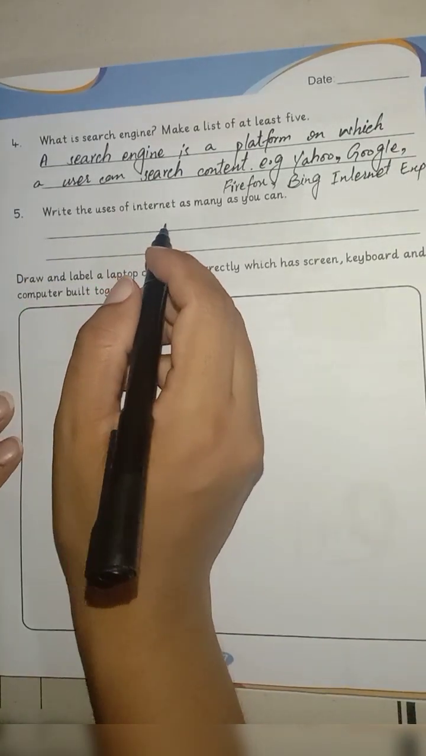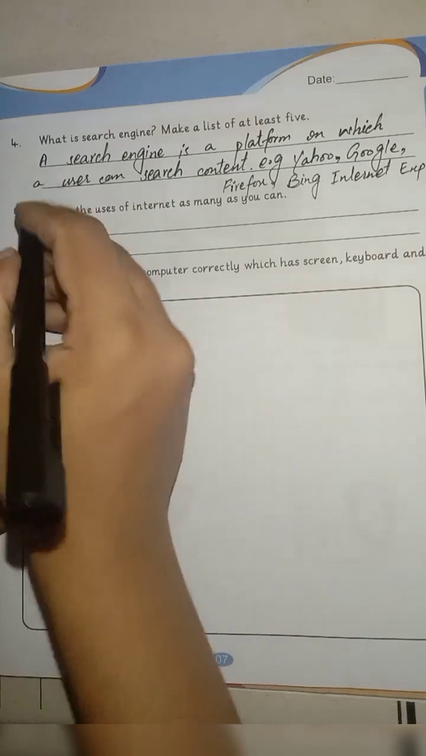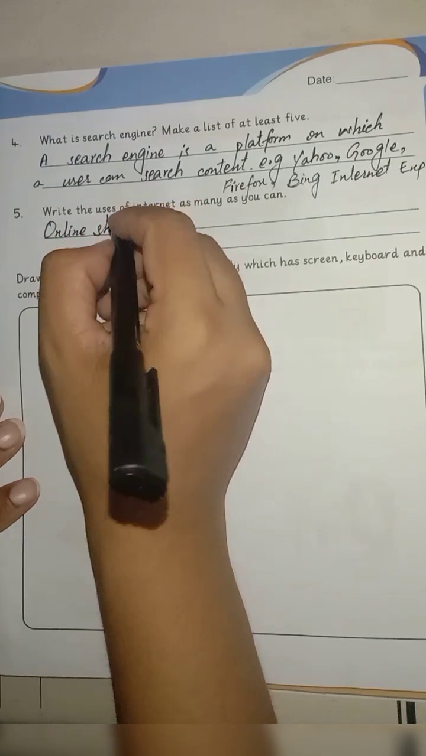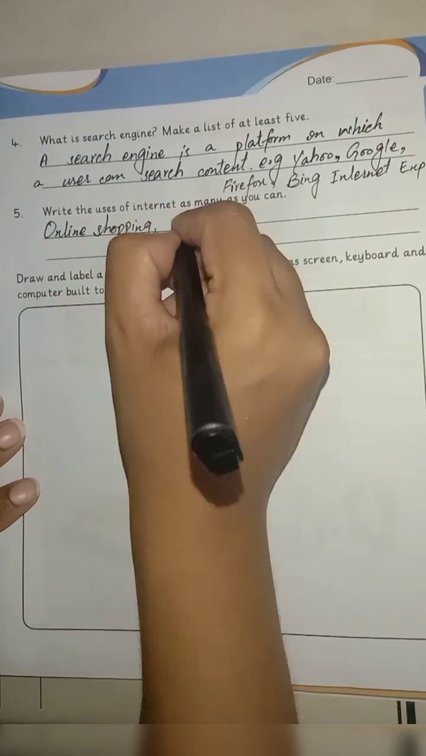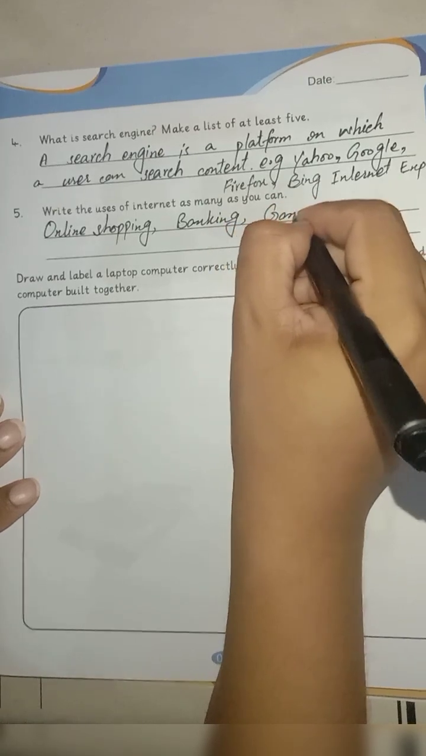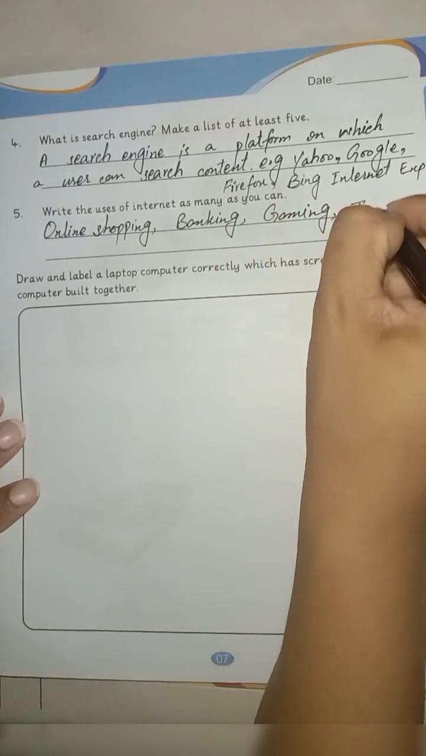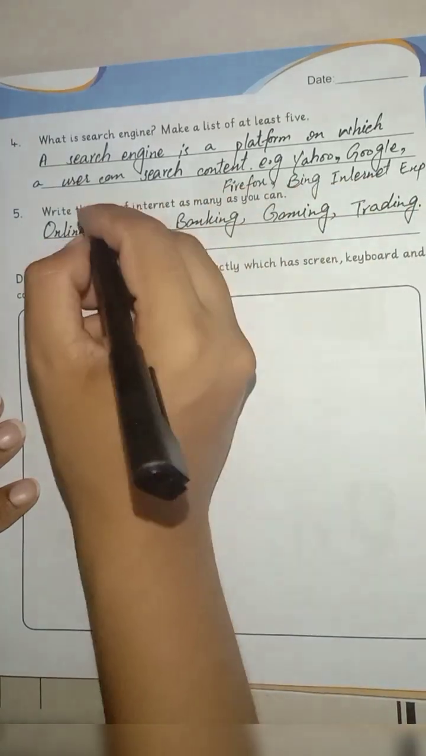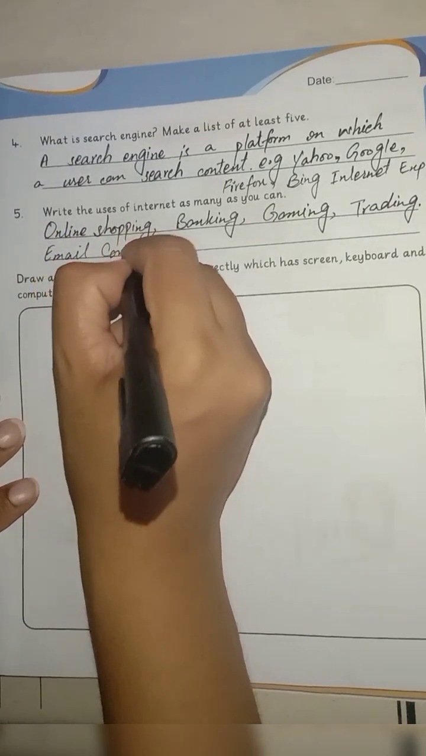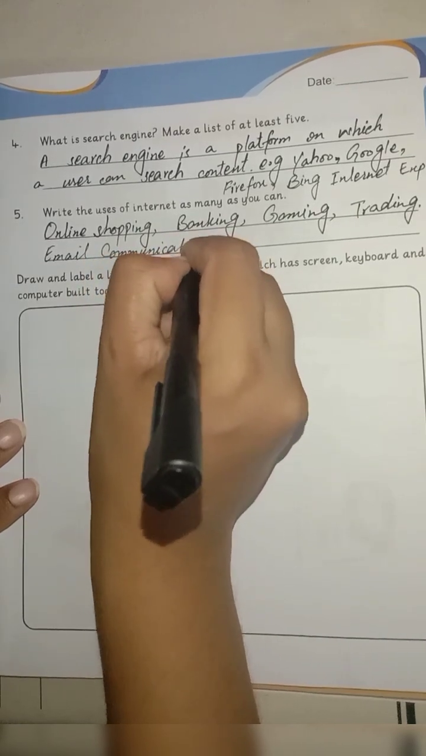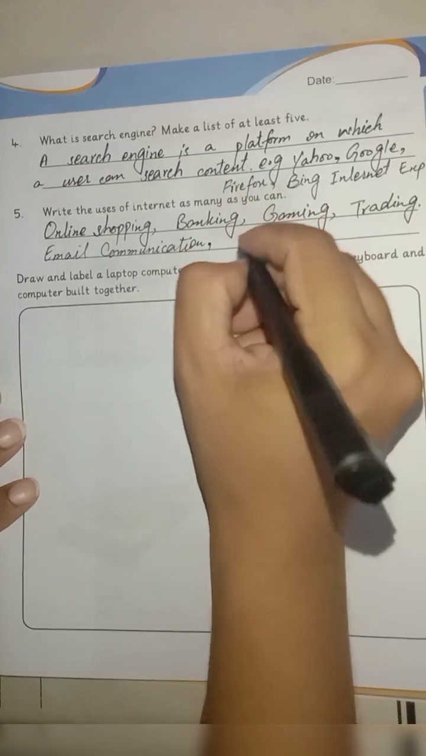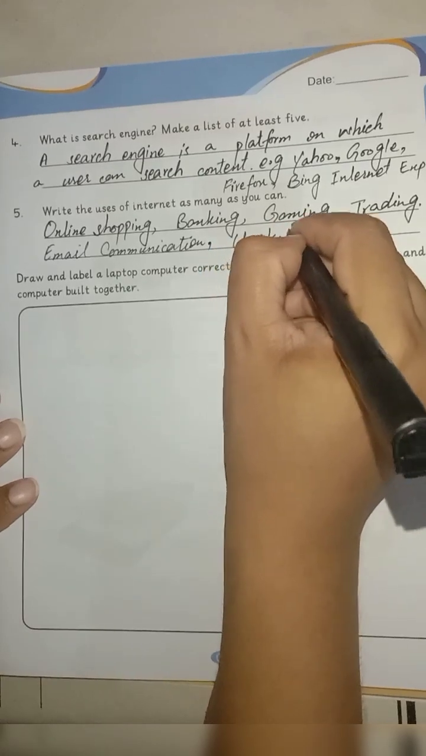Write the uses of internet as many as you can. Online shopping, banking, gaming, trading, email communication, upskilling.